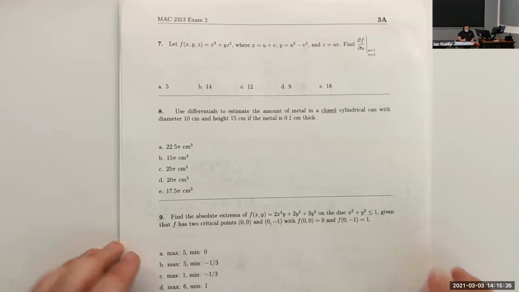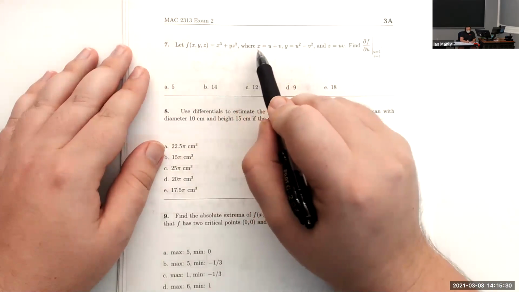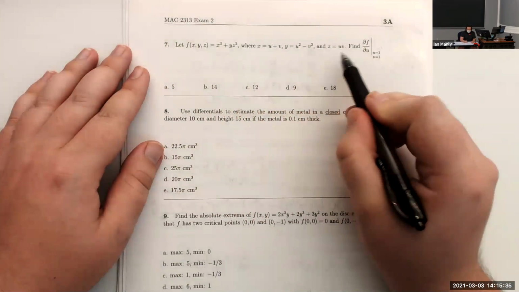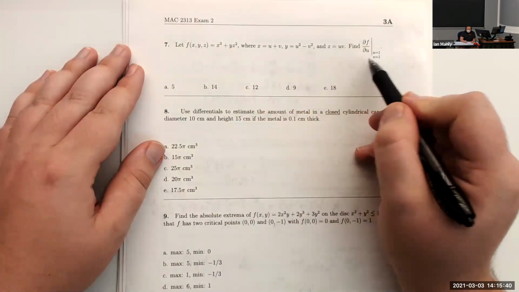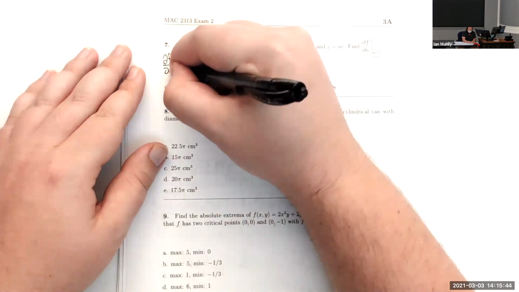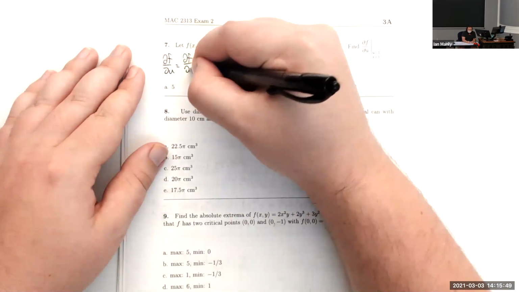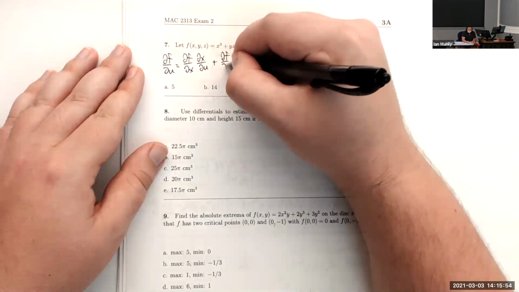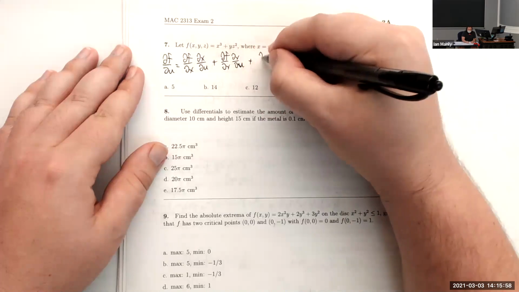Number 7. Let f of x, y, z be x cubed plus yz squared, where x is u plus v, y is u squared minus v squared, and z is u times v. Find the derivative of f with respect to u at this particular point. All right, well, let's invoke the chain rule here. So we're going to do the derivative with respect to x, and then the x derivative with respect to u. We're going to do the same thing with y, and then we're going to do the same thing with z.